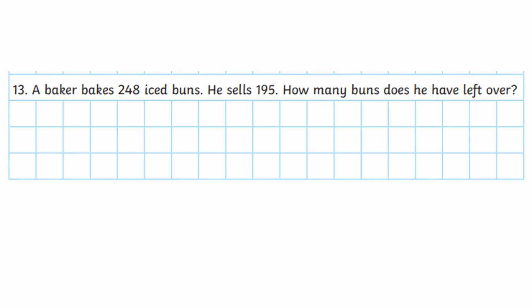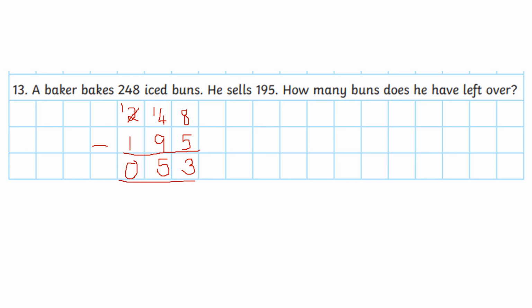Okay, so 248 take away 195 equals what? 8 take away 5 is 3. 4 take away 9, we can't do it, so we need to exchange over here and bring our 1 over. 14 take away 9 equals 5. And then 1 take away 1 equals 0. So that should give him 53 left over.